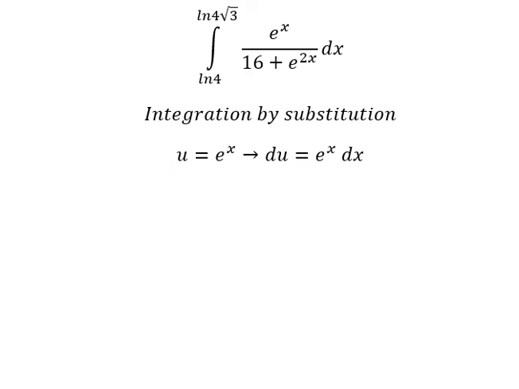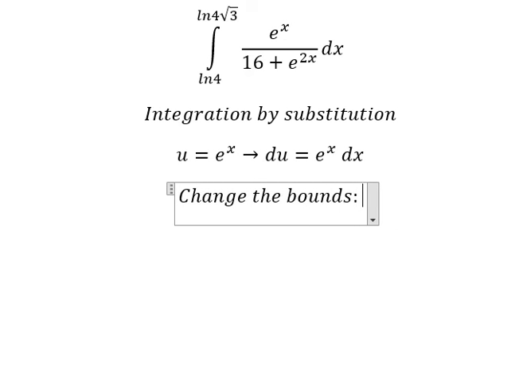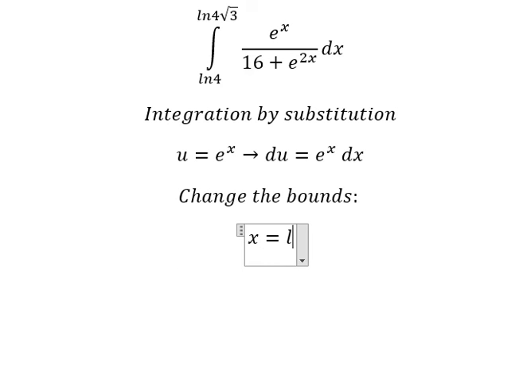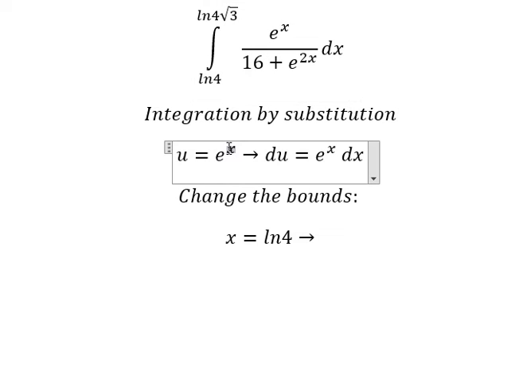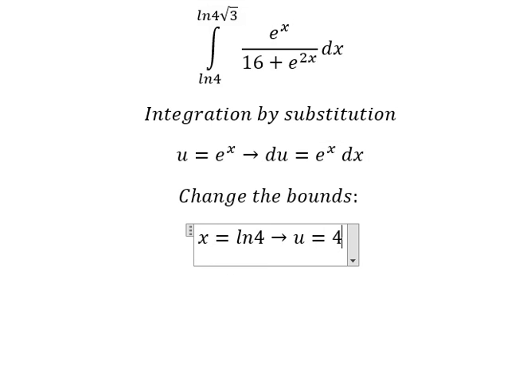Next, we need to change the bounds. When s equals ln 4, so I will have ln 4 in here, and I will put this one in here to find the value of u. So e to the power of ln 4, so u equals 4.